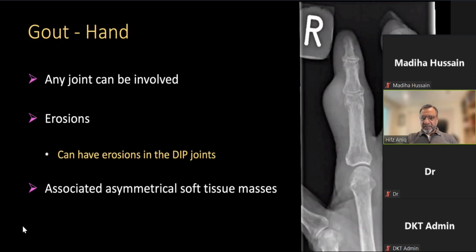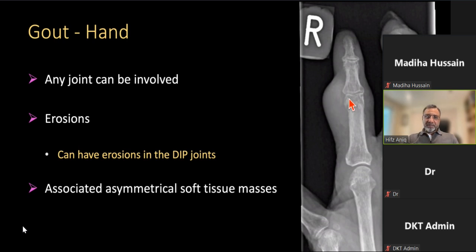Distribution wise, in the hands, it can involve any joint. I know in the feet they have different distribution, but in hands it can involve any joint. Okay, and as we know, it can produce this appearance, but in that case we know other conditions which can produce erosion in the interphalangeal joints. One is erosive osteoarthritis, and the other is psoriatic or seronegative arthritis, which produce erosion.